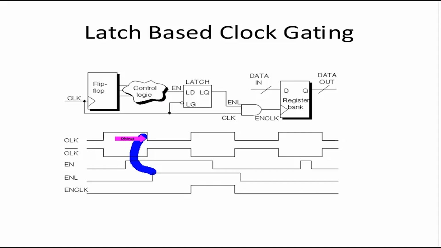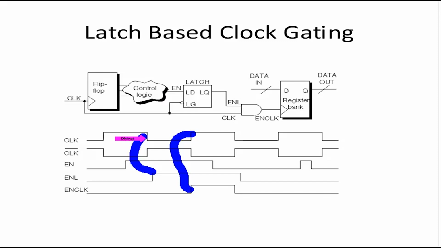Now ENL is ANDed with clock. Since clock is low, EN clock remains low. The next high edge comes here. This is the trigger. What it tells us is that whenever EN goes high, if the clock is high, there is no effect. The next clock edge will be transferred.